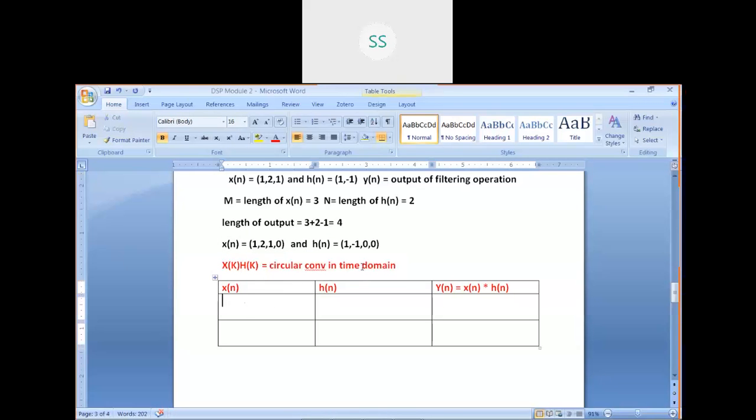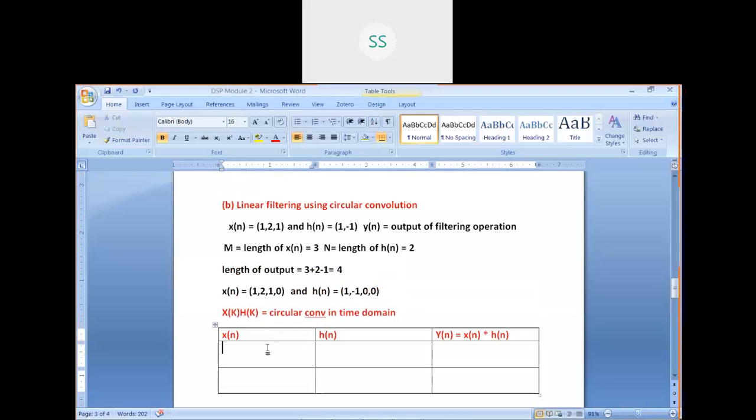So now take the sequence x of n. What is the sequence x of n? It is 1, 2, 1, 0, 1, 2, 1, 0. So now h of n. Now it is a circular convolution. You cannot write the sequence as it is. This sequence has to be reversed in time.